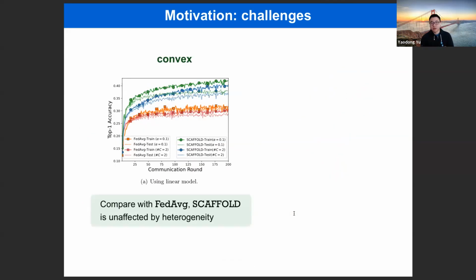This is an example showing SCAFFOLD, which is the gradient correction based approach. It could tackle this data heterogeneity in the convex setting. So here we are training a linear classification model, and the orange and red curves represent federated averaging. If we switch federated averaging to SCAFFOLD, we can get better test accuracy by using the gradient correction based approach.